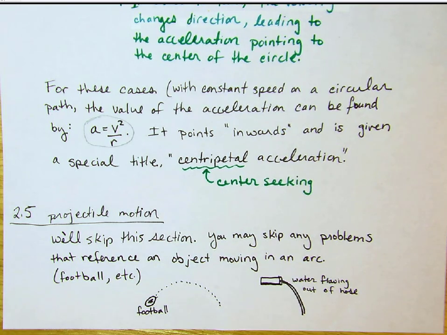Water flowing out of a hose, we can skip that too. So if you're going to do some extra problems from the book and it references an object moving in an arc, you should just skip it.